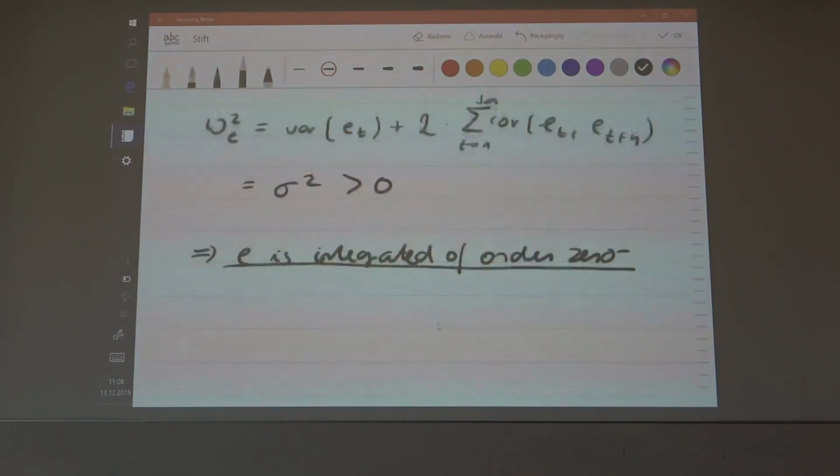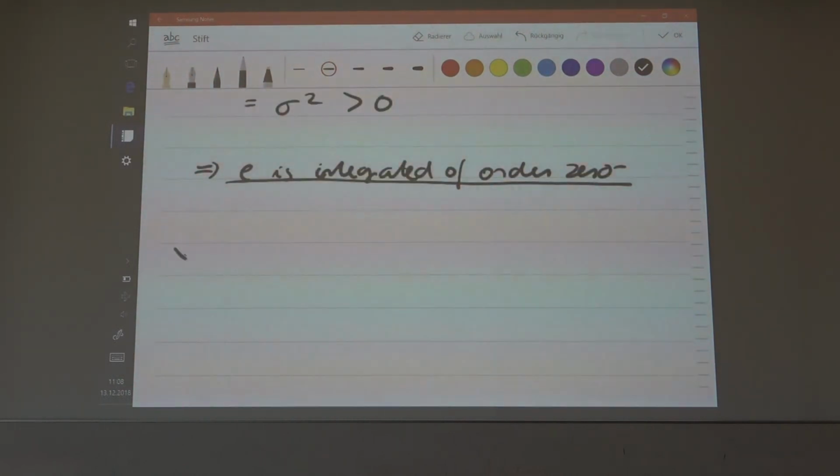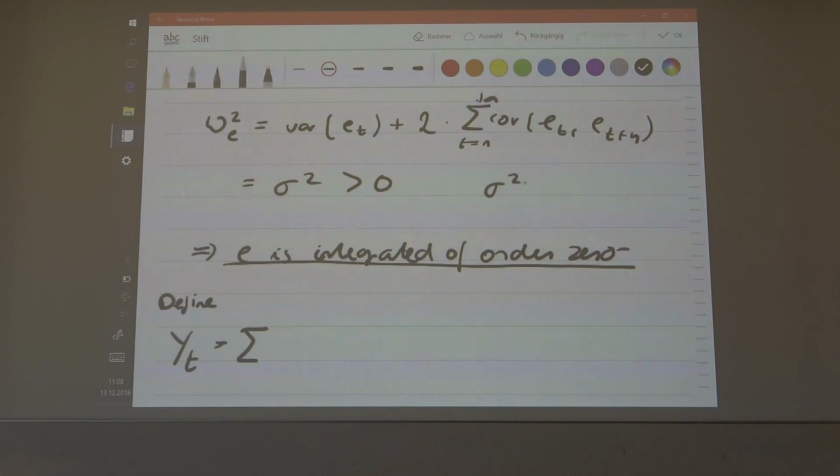Now, if you sum this up, let's define another process yt by summing up everything. Does the long run variance have to be finite? Yes, it has to be finite, and it is finite. What if sigma squared is equal to 0? No, it's greater than 0.